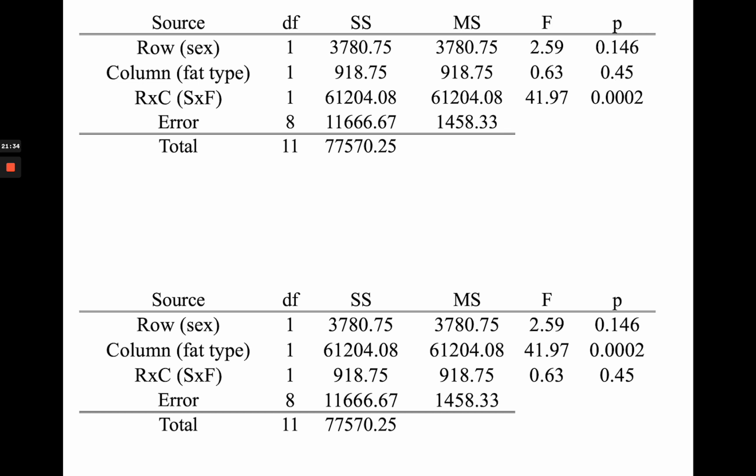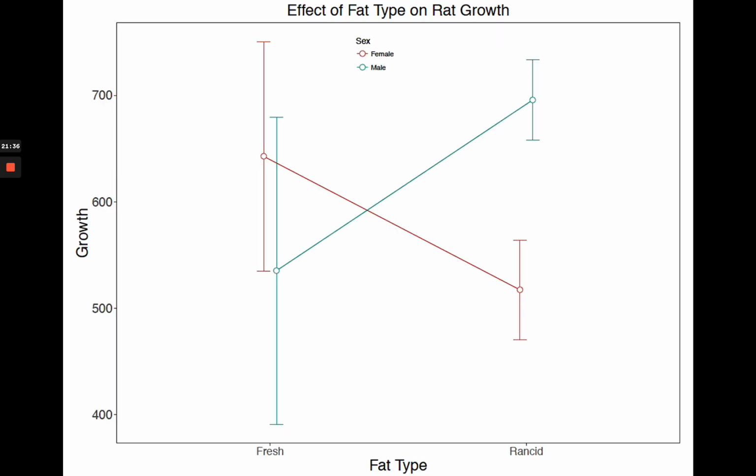Well, what does that look like in terms of graphing the data? Well, this is what the interaction plot looks like now. And it's an interaction plot because fat type is interacting with sex. And what I mean by that is that females, when you give them fresh fat, they grow more than when you give them rancid fat. But males, when you give them fresh fat, they grow less than when you give them rancid fat. And so these lines are crossing, and that is usually indicative of an interaction.